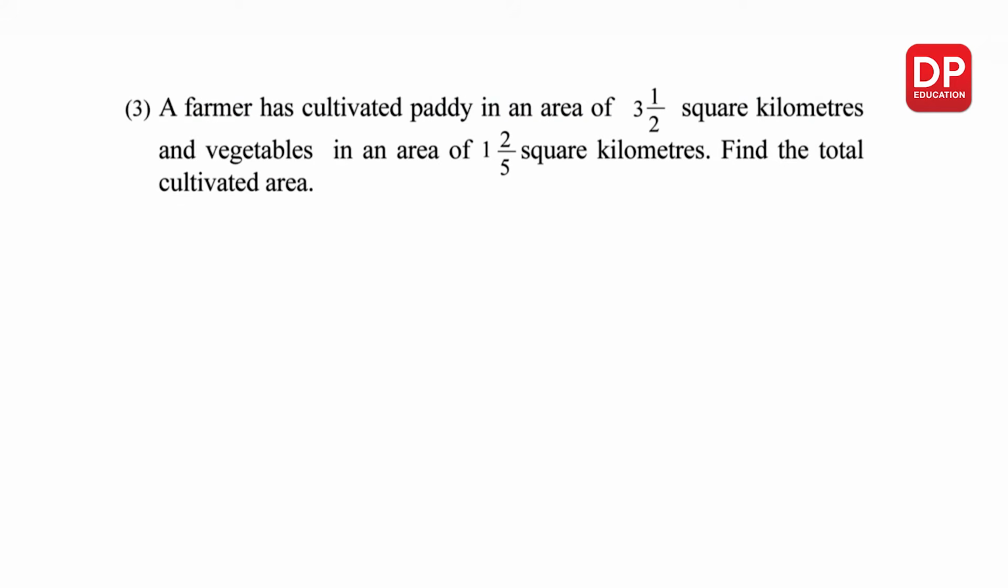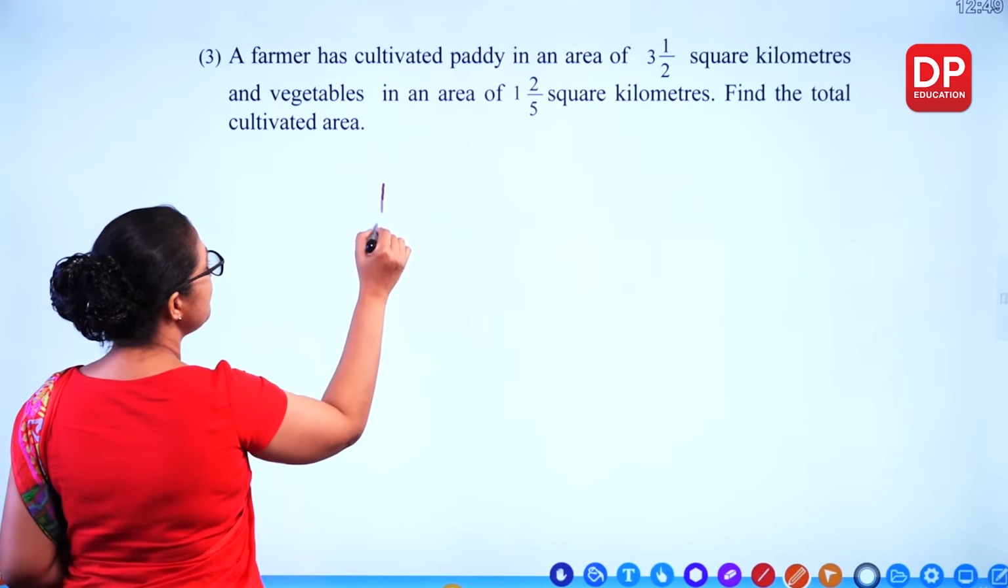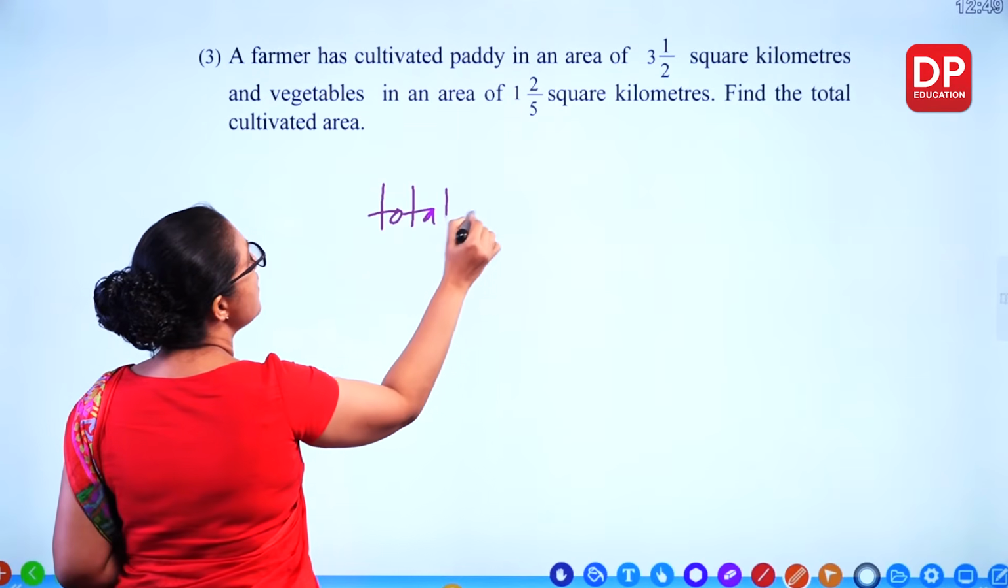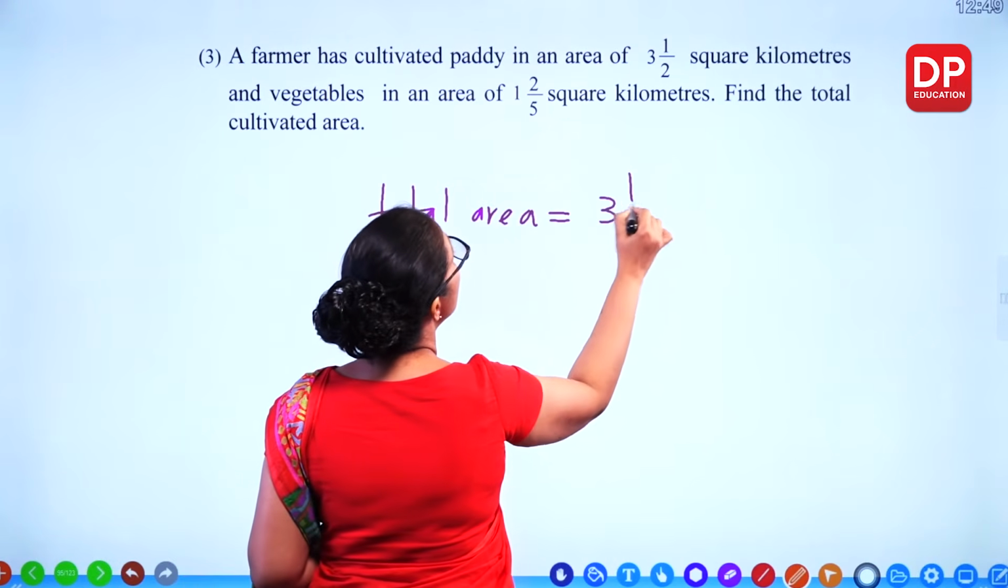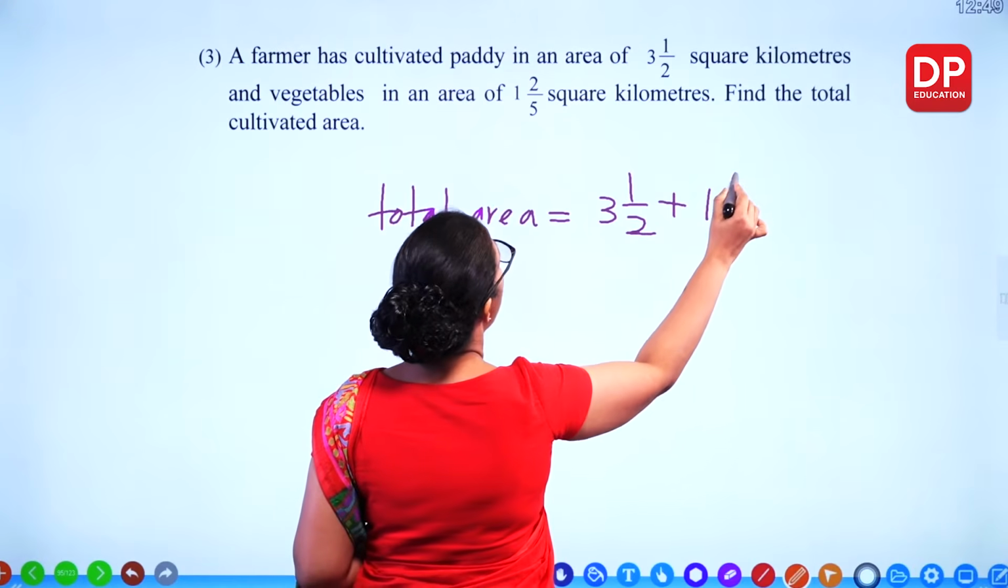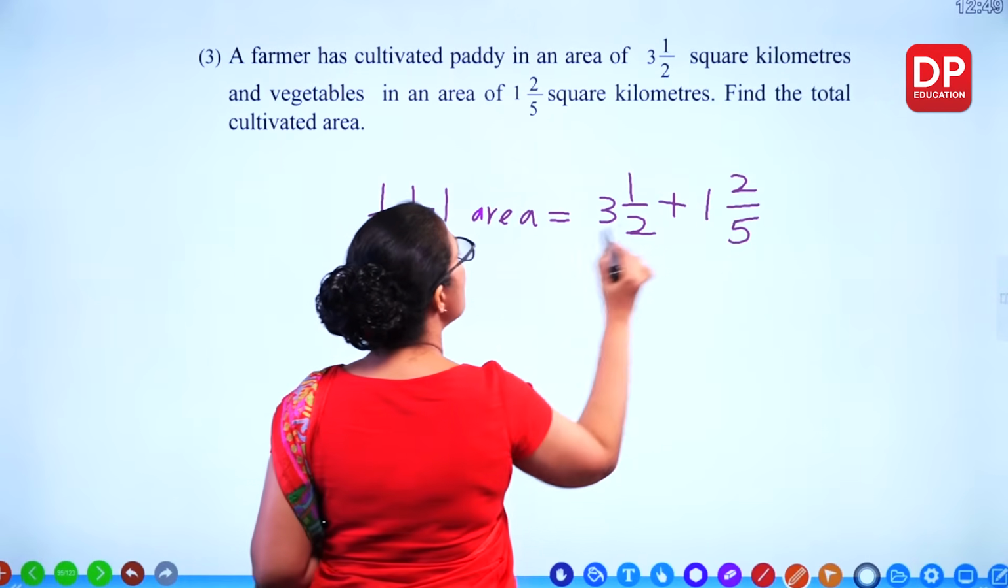Question number 3. A farmer has cultivated paddy in an area of 3.5 square kilometers and vegetables in an area of 1 and 2/5 square kilometers. Find the total cultivated area. Total area is the addition. 3.5 plus 1 and 2/5.